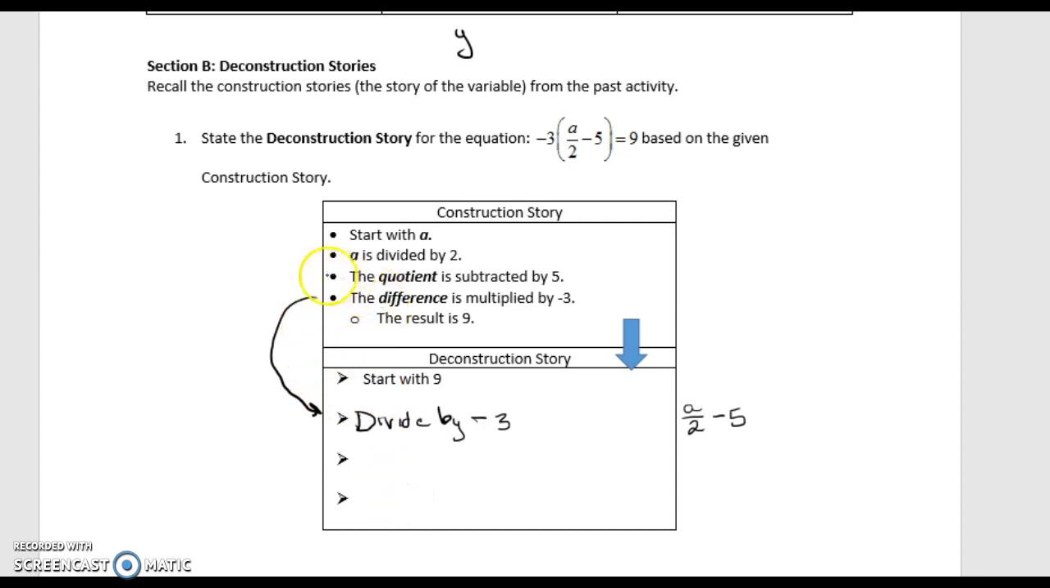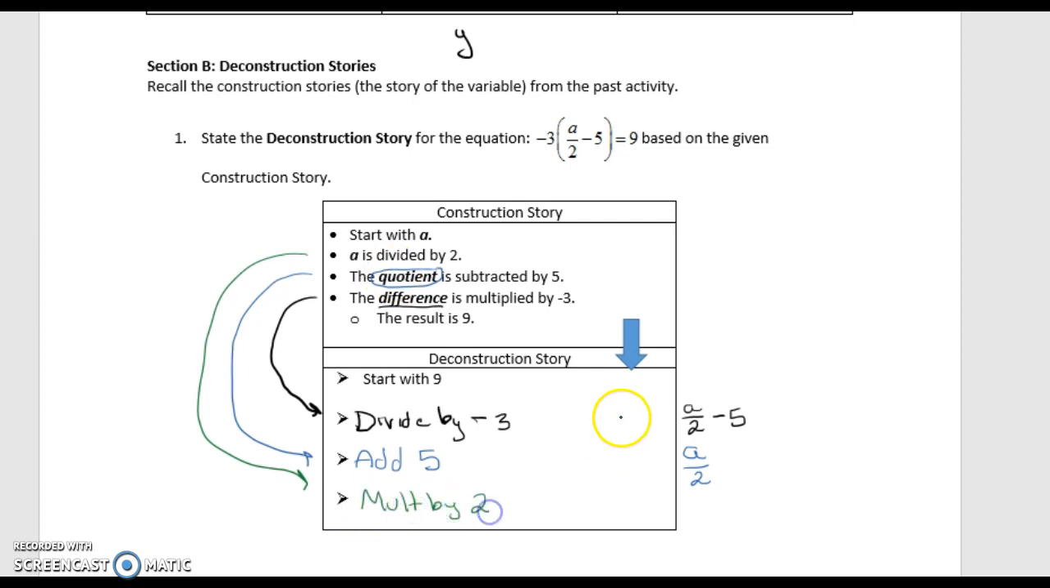Then for this next step, if the quotient is subtracted by 5, that means I'm going to add 5. If I add 5, I'm going to be left with a quotient, and that quotient is a over 2. The difference is a over 2 minus 5. The last step we see here is, if a is divided by 2, that means we're going to multiply by 2. When I multiply by 2, I'm just left with the a.